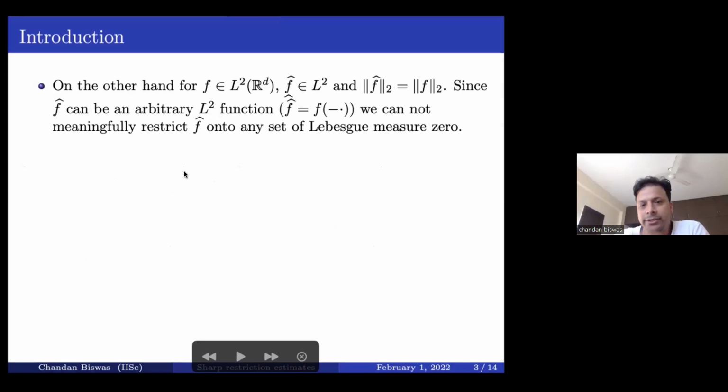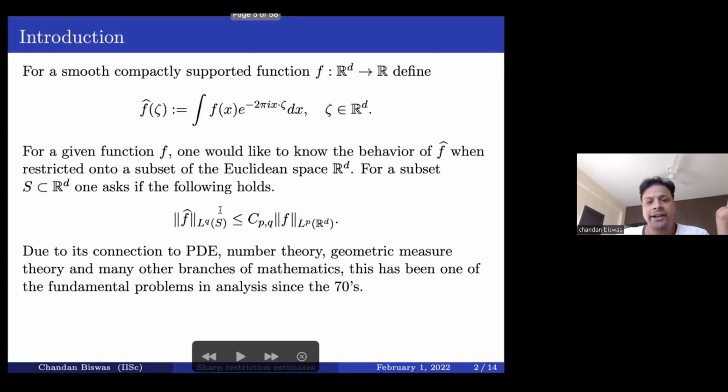Whereas when f is in L^2, we know f hat is in L^2, and in fact it's an isometry. If you take the Fourier transform twice, you get back the function f modulo a multiplication by -1. So the Fourier transform can be an arbitrary L^2 function. If your set S has d-dimensional Lebesgue measure 0, it doesn't make sense to talk about restricting the Fourier transform onto that set. So we can't expect inequalities of this form when p is 2 and S has d-dimensional Lebesgue measure 0.